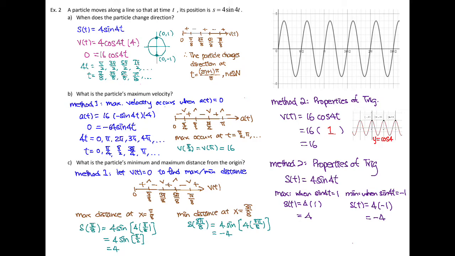Method 2, we're going to use properties of trig again. We know the displacement time function is 4 sine 4t. And we know the maximum for the sine function will be 1, and the minimum for the sine function will be negative 1. So we say the maximum displacement will be 4 times 1, which is 4. And the minimum will be 4 times negative 1, which is negative 4.